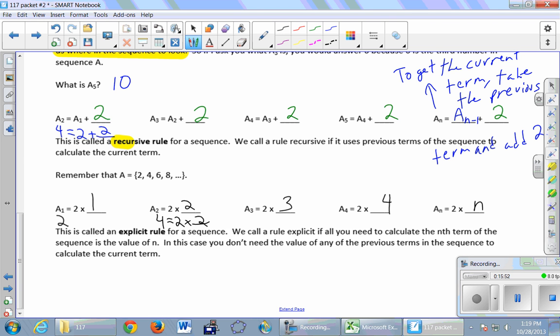Let's see if we see that pattern here. A sub 3 was really 2 times 3, right? That 3 ends up getting copied in the blank. A sub 4 is 2 times 4. A sub n is 2 times n.